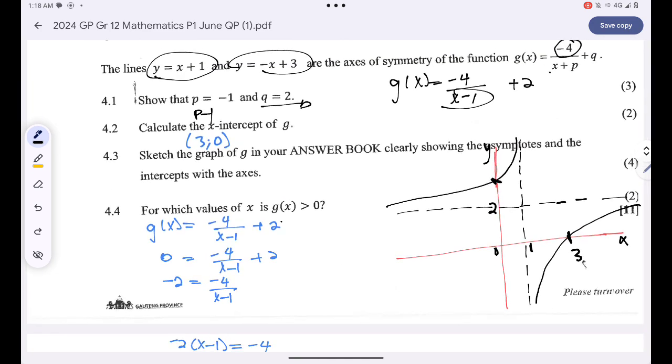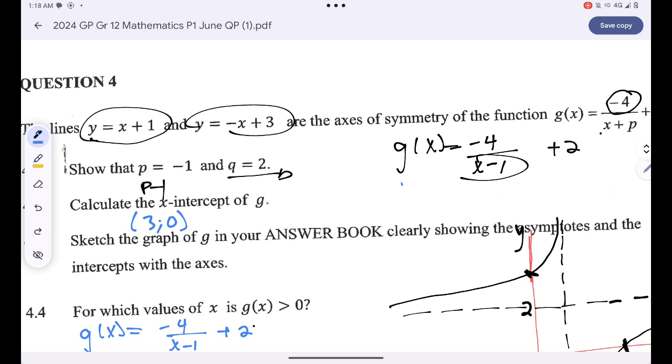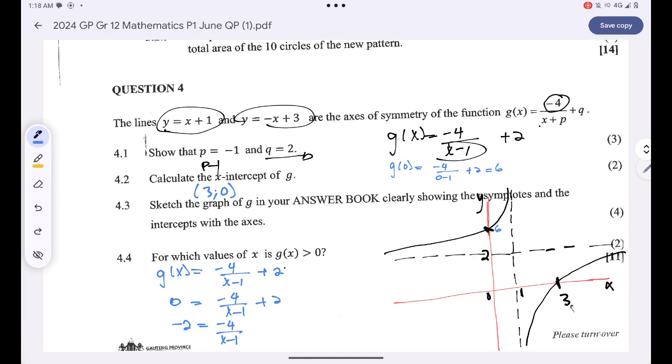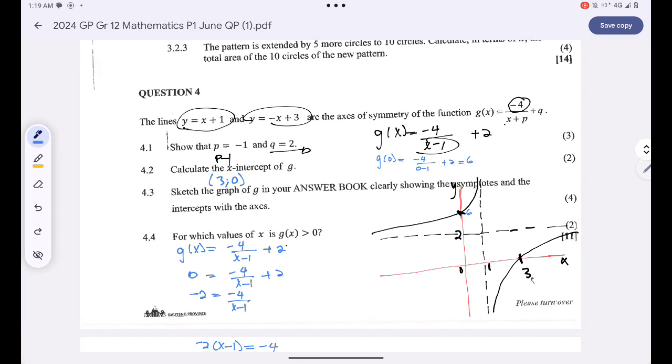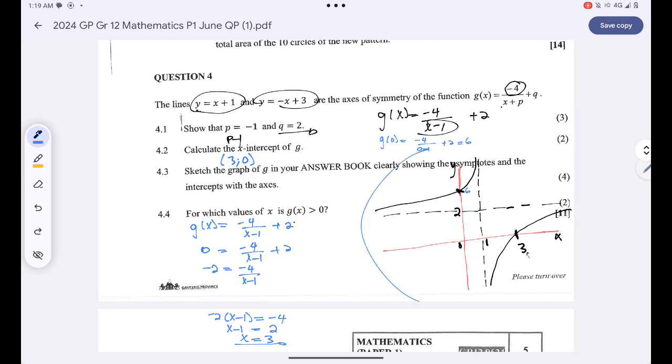For me to find the y-intercept, all I have to do is to make x be 0 and then solve for y. So since this is my equation for g of x, I'll simply say g of 0 will simply be negative 4 all over 0 minus 1 plus 2, and this will simply give me an answer of 6. So that value over there will be just equal to 6. So that's how, guys, you would have drawn your graph over there.